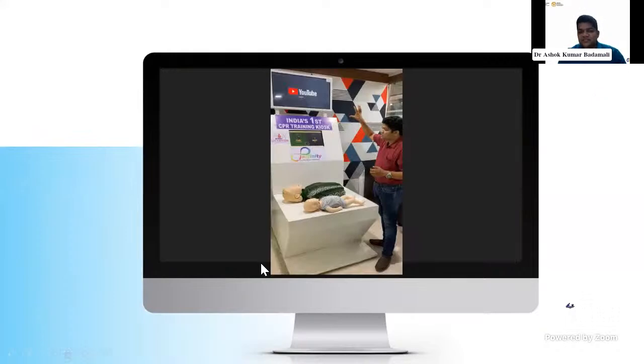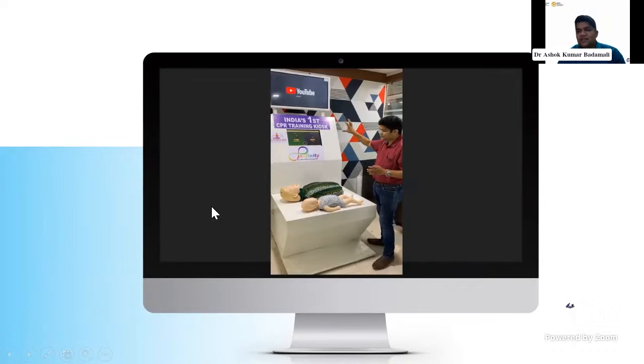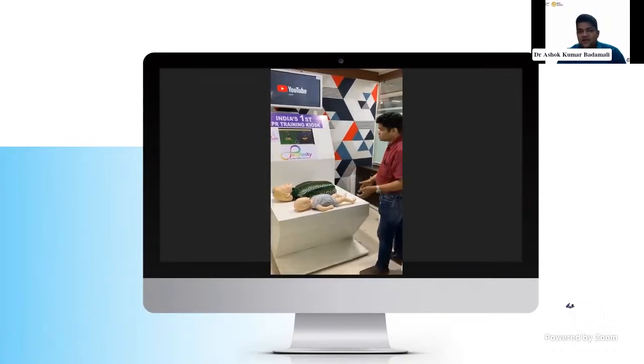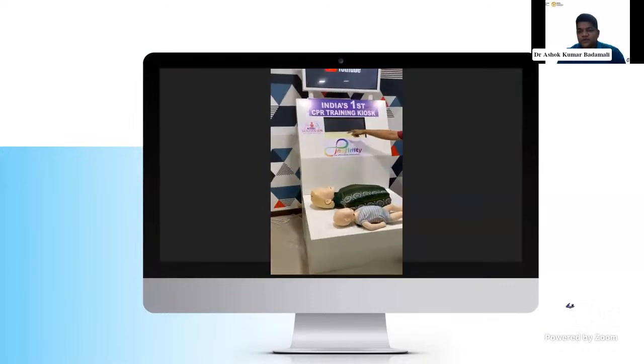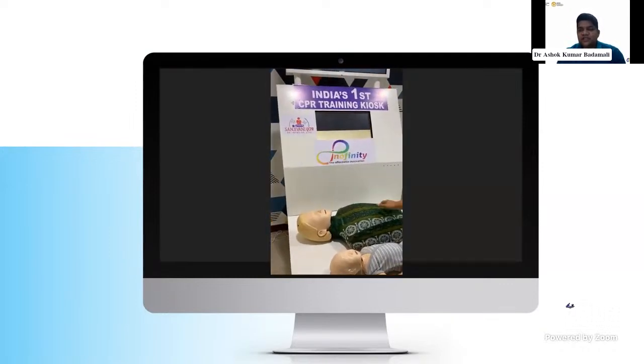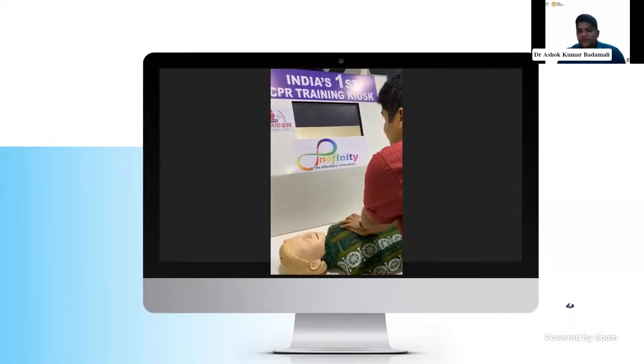This is the kiosk. It's the instructor-free kiosk where one can learn. For learning basic life support or CPR, one has to go through the course, and there should be intermittent testing of one's own rate and performance.